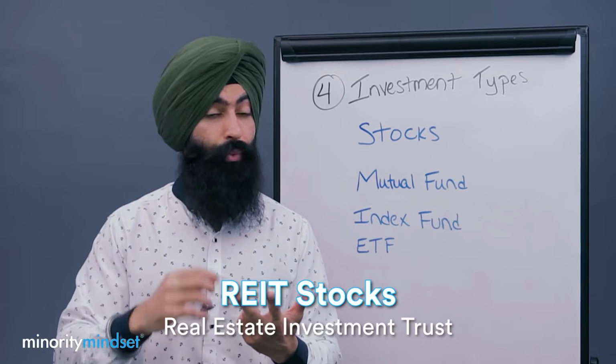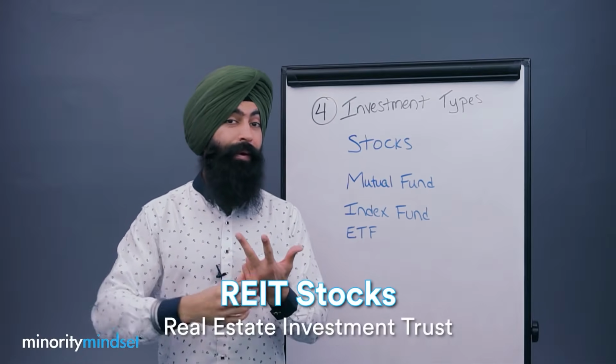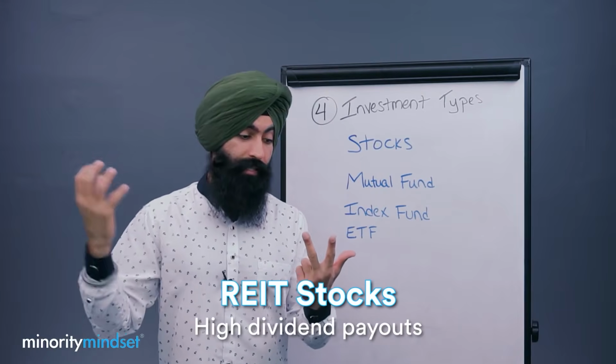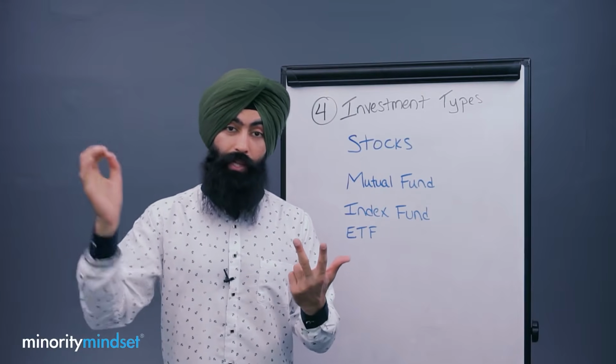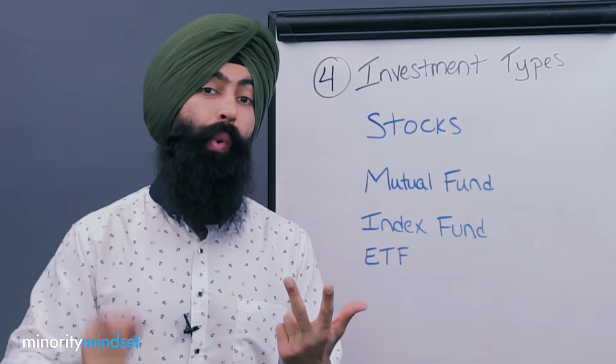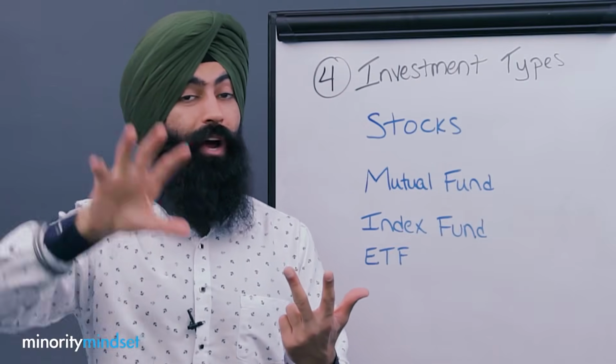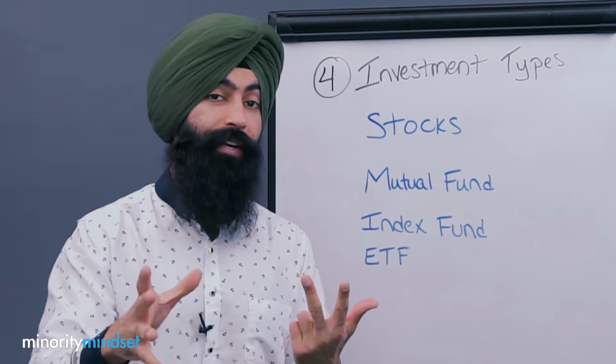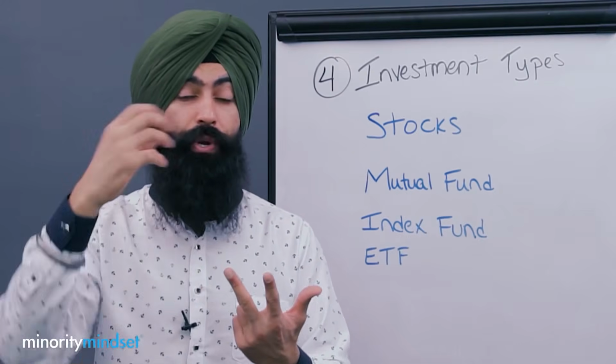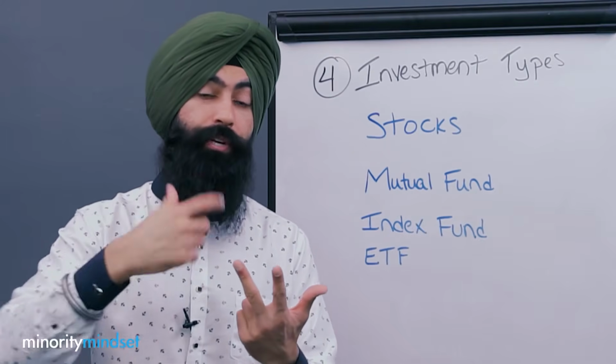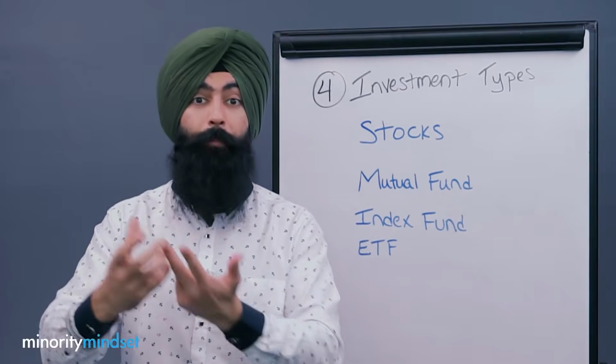REIT stocks stand for Real Estate Investment Trusts. These are companies that pay out high dividends because these companies make money through rent, and the law says that REIT stocks are required to pay you 90% of their taxable income through dividends. So REITs give people exposure to real estate, and you can make income through dividends without having to go out and physically buy real estate.